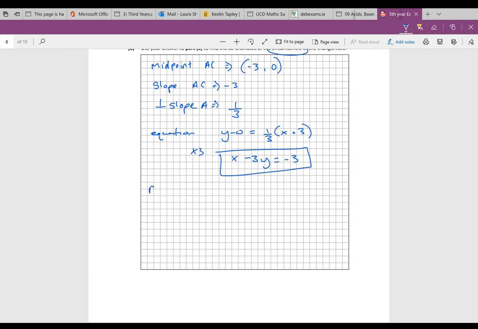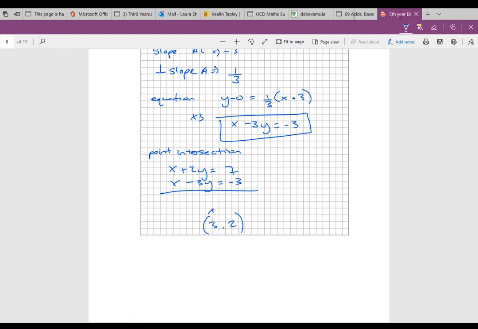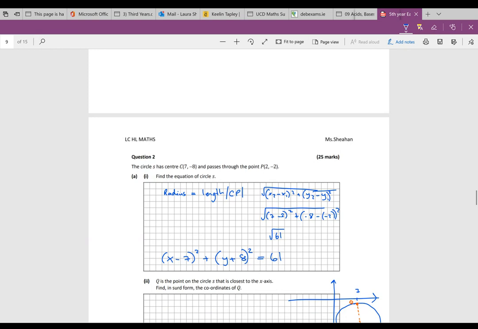Then I want the point of intersection of those two lines to get the circumcenter. And as always, point of intersection is going to be the simultaneous equations of the two lines. I'm not going to complete the simultaneous equations at this stage. You should be able to do that. You should get a circumcenter of 3, 2, when you complete your simultaneous equation. So x is equal to 3 and y is equal to 2. Then I'm on to the circle question.